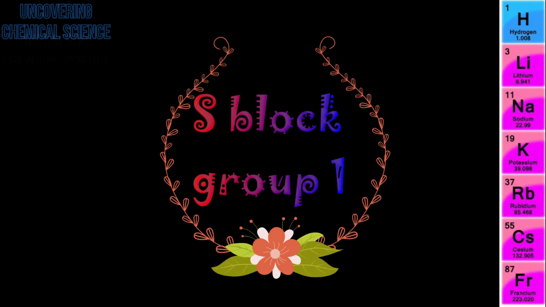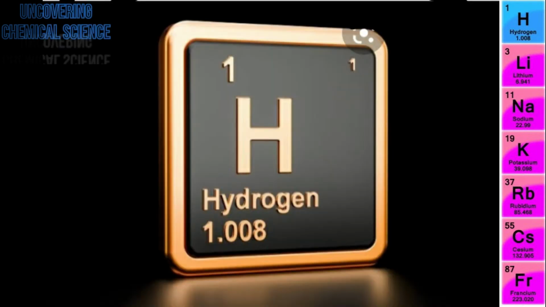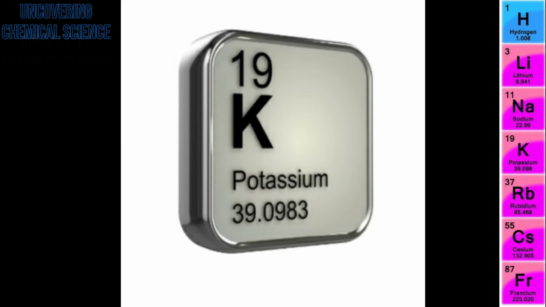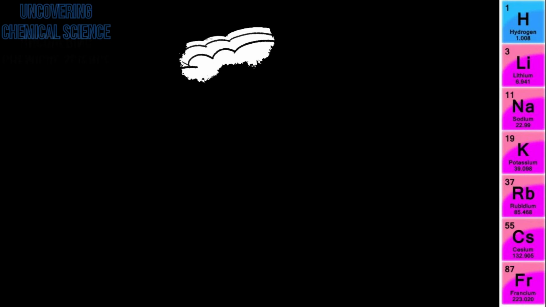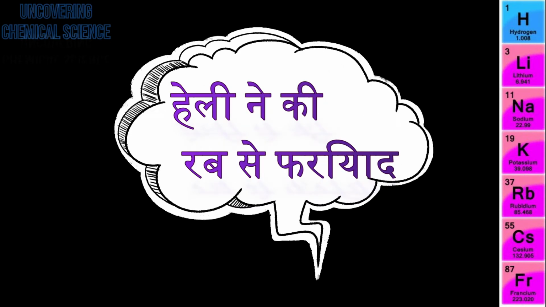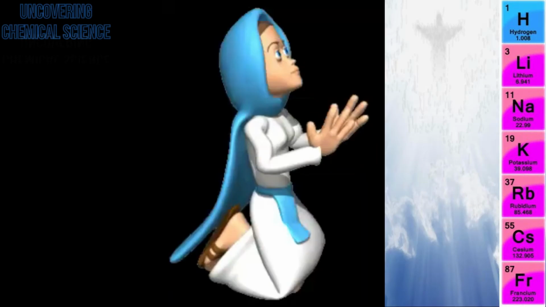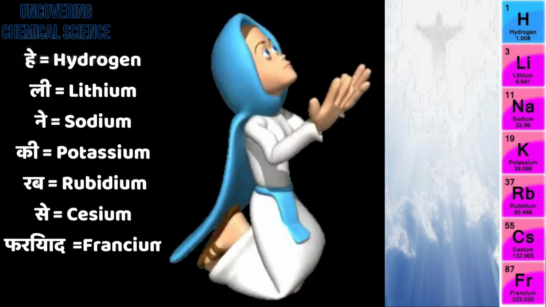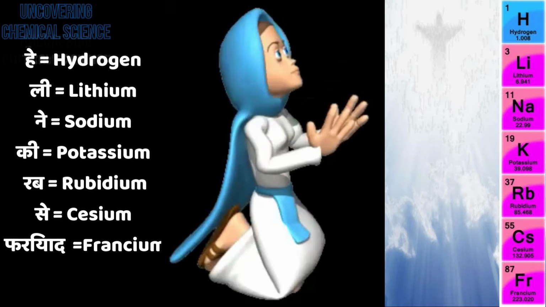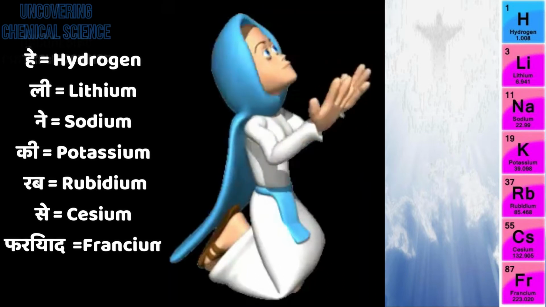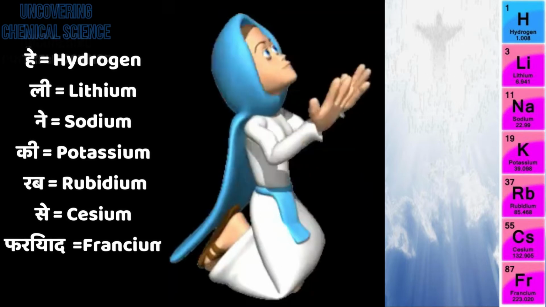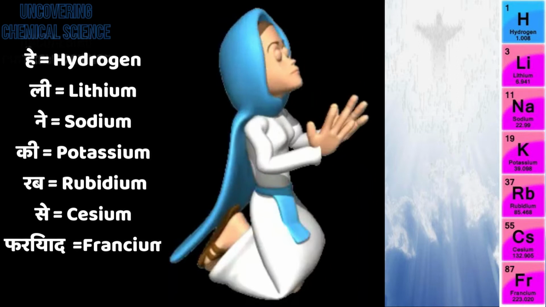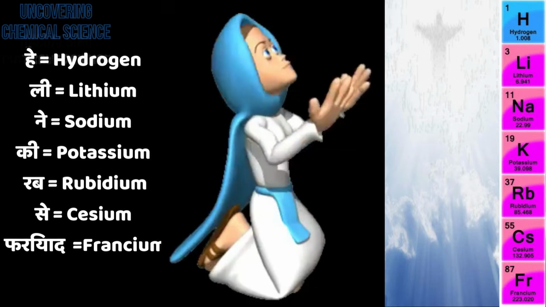It contains 7 elements and those are hydrogen, lithium, sodium, potassium, rubidium, cesium and francium. And the mnemonic for this is Heli ne ki rab se faryad, where He is used for hydrogen and the symbol for hydrogen is capital H. Then Li is used for lithium, whose symbol is Li. Then Na is used for sodium, which is represented by Na.